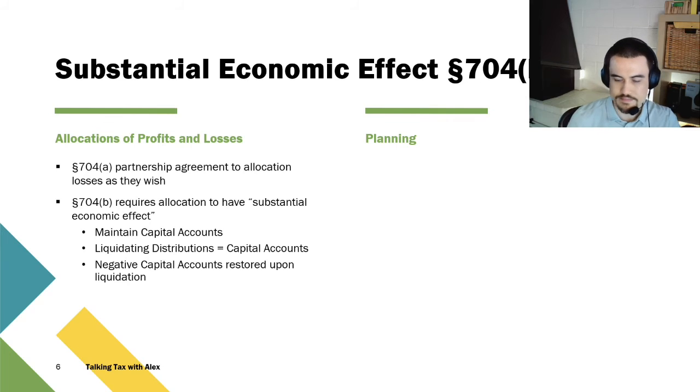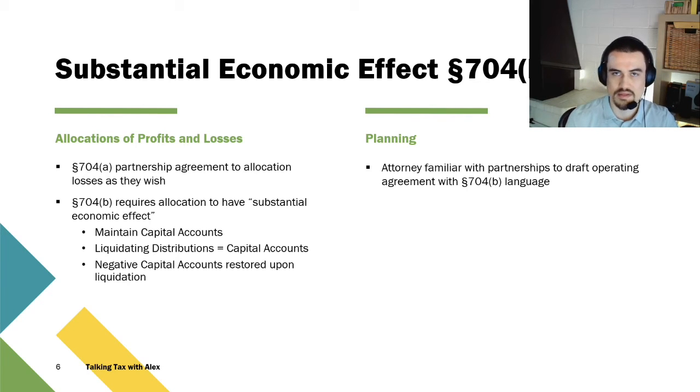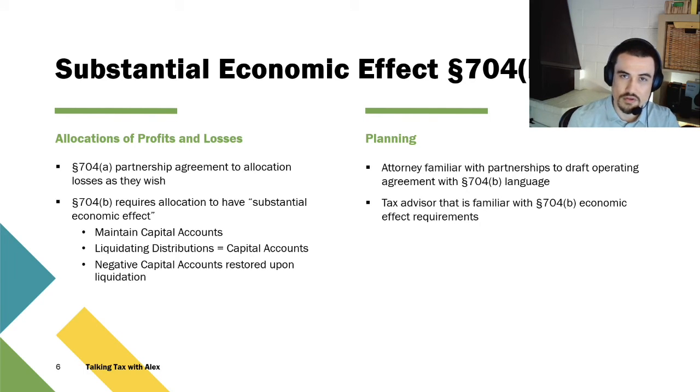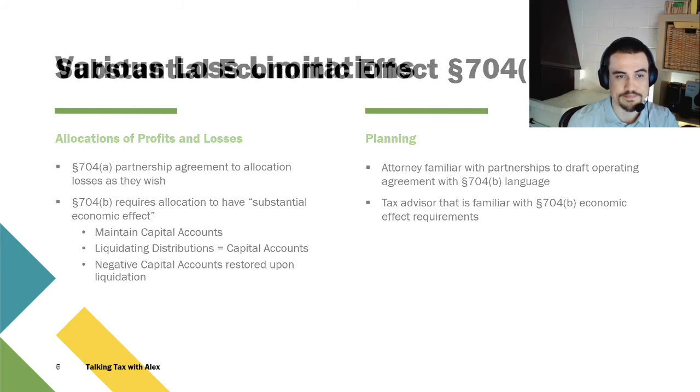That's what this means. So just a key planning tip around this is you have to have an attorney familiar with partnerships to draft an operating agreement with this language. Like, you have to. That's just the law for partnerships. You're also going to want a tax advisor that's familiar with economic effect requirements, allocations, all that stuff. Real estate deals can get very creative. There could be waterfalls, based on investor levels. There's a lot of things that can happen. So you're going to want a tax advisor, CPA, that is familiar with doing these kind of deals, like me.